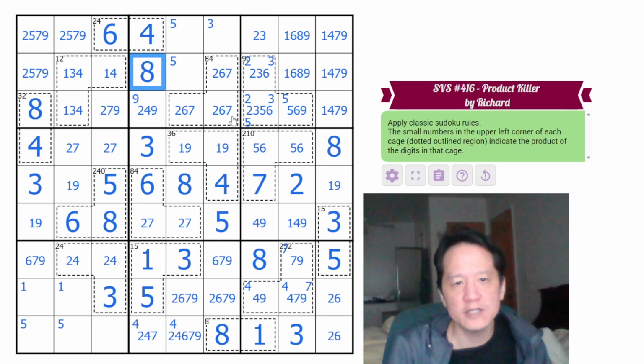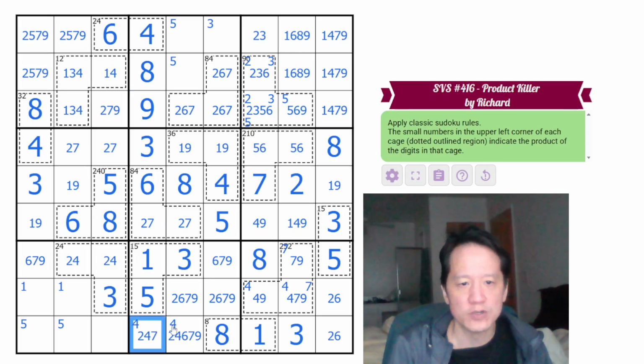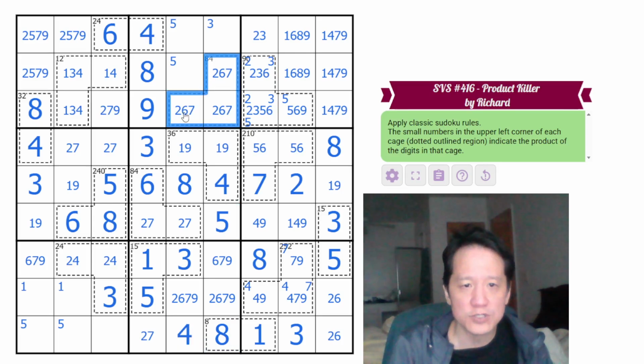This has to be an 8 because that's the only place for it in the column. This has to be a 9 because that's the only place for it in the column. So this can't be 4. Where's the 4 in box 8? It has to be here. This is 2, 6, 7, which forces this to be 3, which makes this a 2.